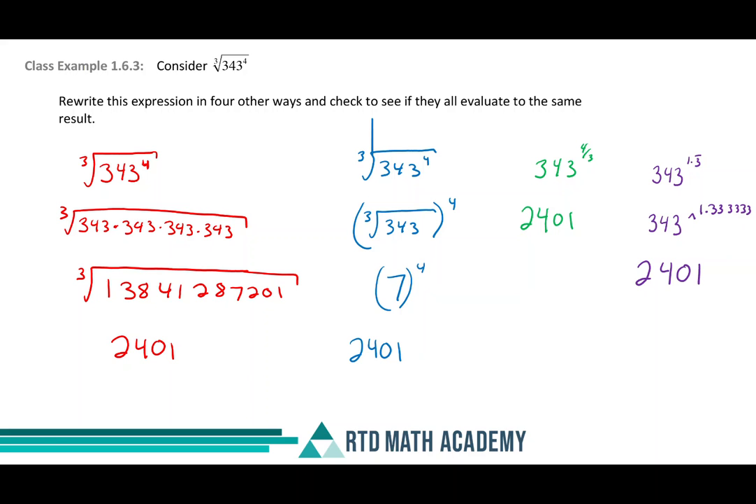If I put 343 to the power of 1.333, let's just say, I get a very different number. I get 2,396 point something, something, something. Okay, so if you are going to change this into a decimal, then you need to make sure that that decimal is repeating and it goes all the way until your calculator cannot handle it anymore before you hit enter.